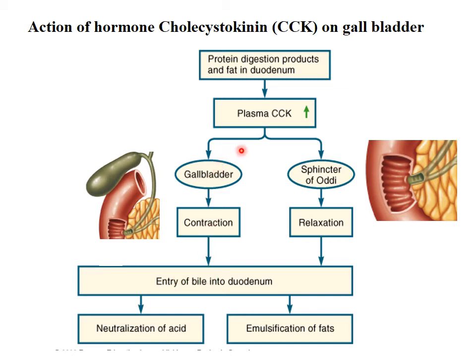At the same time, cholecystokinin also acts on the sphincter of Oddi. Here there is a sphincter of Oddi, where there is an opening between the pancreatic duct and the bile duct. So the sphincter of Oddi is relaxed. Whenever cholecystokinin acts, it contracts the gallbladder and relaxes the sphincter of Oddi, and this causes the entry of bile into the duodenum. When bile enters, it causes neutralization of acid, and it also causes emulsification of fat. Emulsification of fat is the major function of the bile.